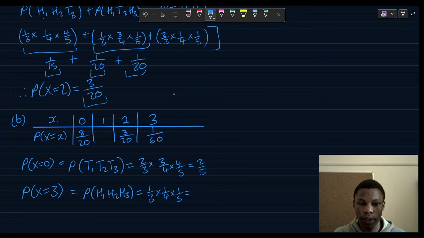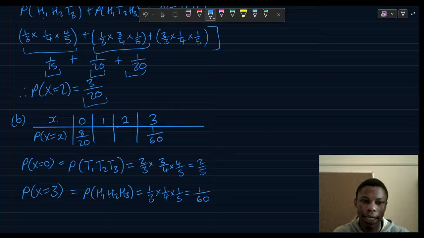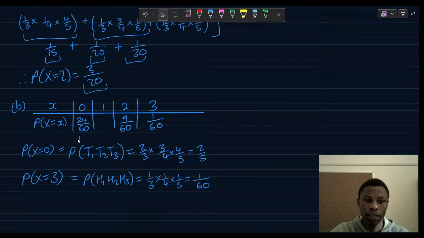Okay. I thought we could have everything over 20. But no. Alright, so I'll just put everything over 60. You don't really have to do this, but I find that it's easier when all your probabilities have the same denominator. It's very easy for you to check if you've made a mistake or not. So I'm just going to multiply this by 3 in the numerator and by 3 in the denominator, so that it's 9 over 60. And I'll do the same here. 8 by 3, that's 24 over 60. Again, you don't have to do this. This is just preference.